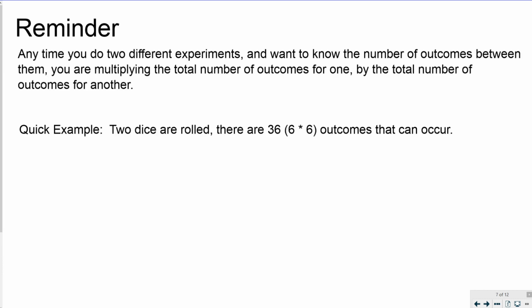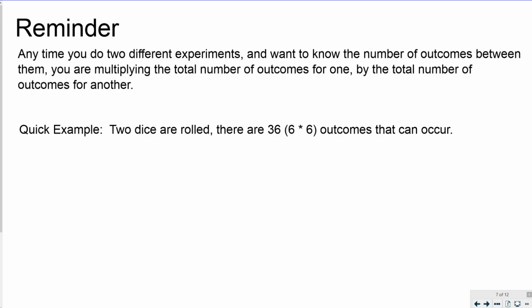Okay, a quick reminder, guys, that anytime you do 2 different experiments and you want to know the number of outcomes between them, you are multiplying the total outcomes for one by the total number of outcomes for another.